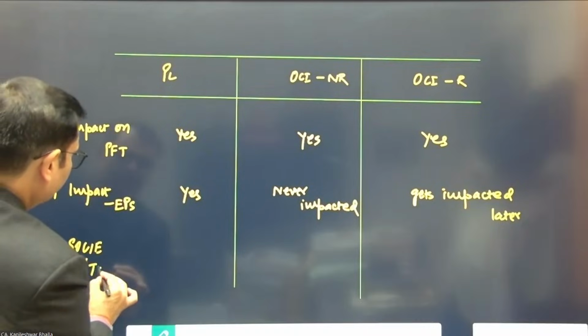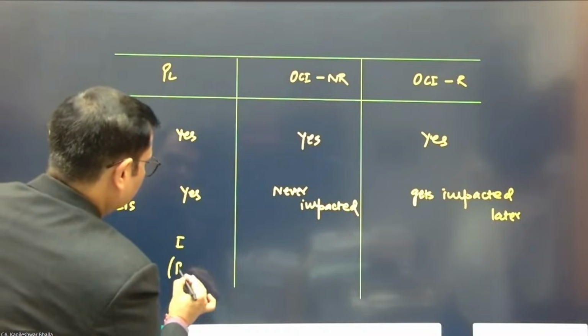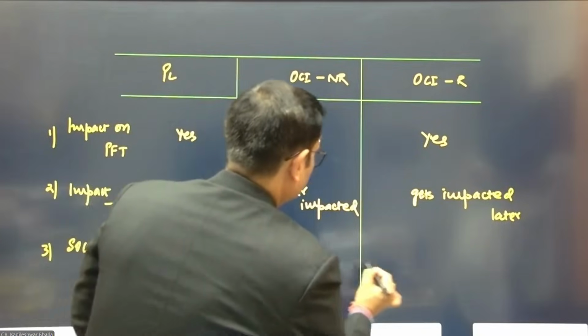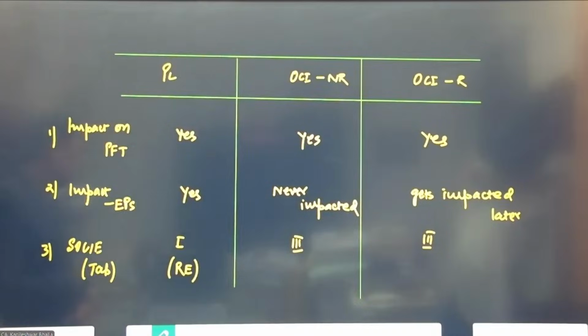And finally, what you need to keep in mind is that it goes in the statement of changes in equity in which tab number? This goes in tab number 1 as a part of the retained earnings. This goes in tab number 3. This goes in tab number 3. They both go in tab number 3.